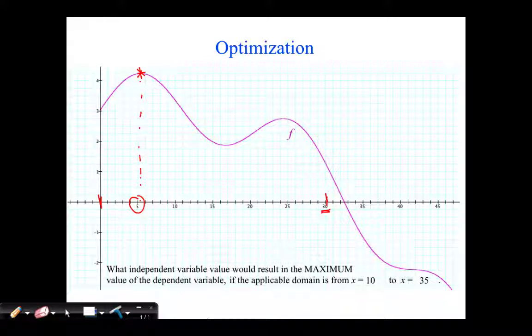If instead I were looking at 10 through 35 as the domain, like if 5 weren't applicable anymore, like that's not something I want to consider. Only 10 through 35 is reasonable. Maybe it's manufacturing something. I want to maximize my output, or maybe I'm trying to maximize profit, but I have to have at least 10 people working. So I can't consider this. I'm only going to work from 10 to 35.